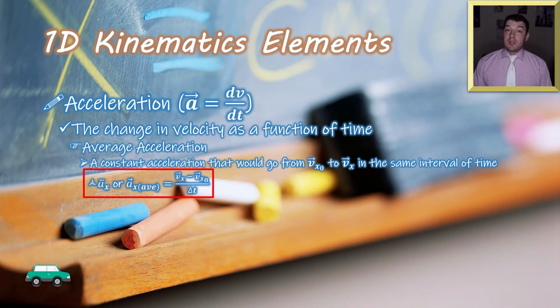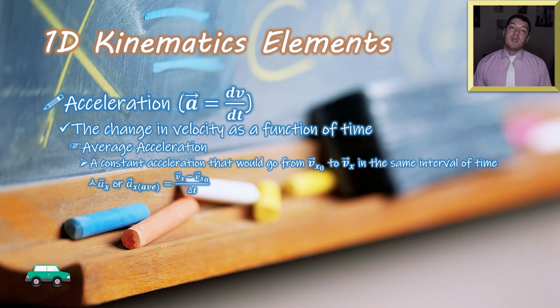If your acceleration is constant, then your average acceleration is equal to your acceleration at every instant in time. If there's a jerk present, so your acceleration is not constant, then your average acceleration would be a constant acceleration that would replicate or give you the same motion.